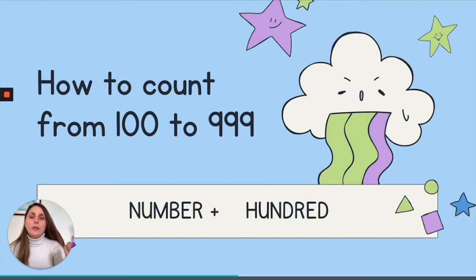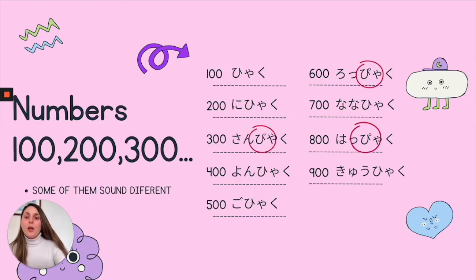So to that, as we did last time with the other numbers, we would add the number first. For example, if I want to say 500, I would say gohyaku. Let's check out the numbers from 100 through 900, because we have three that are pronounced a little bit differently. So 100 would be only hyaku. We don't say ichi hyaku, we just say hyaku.